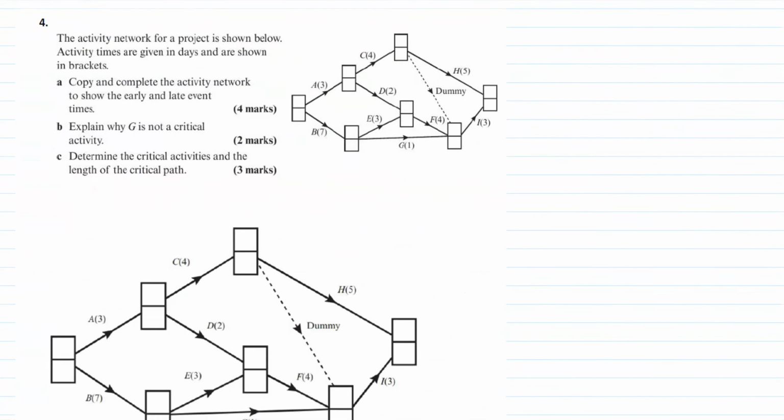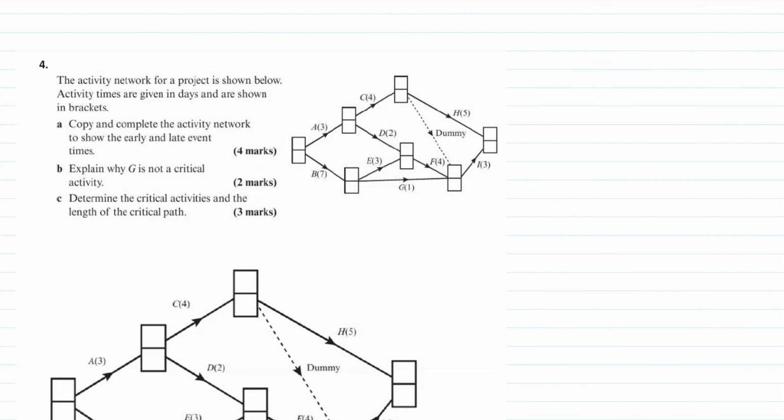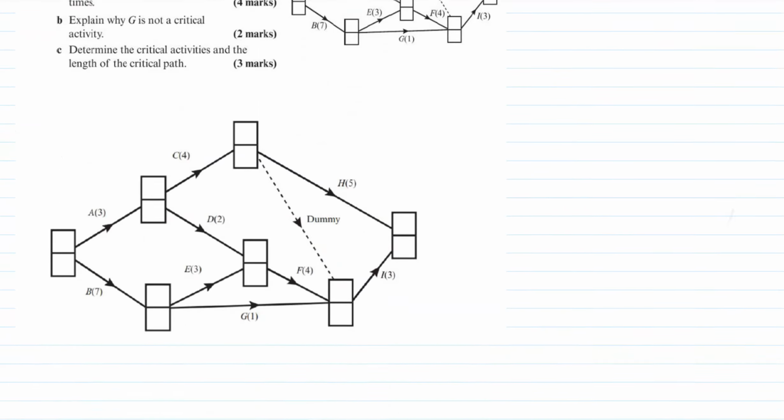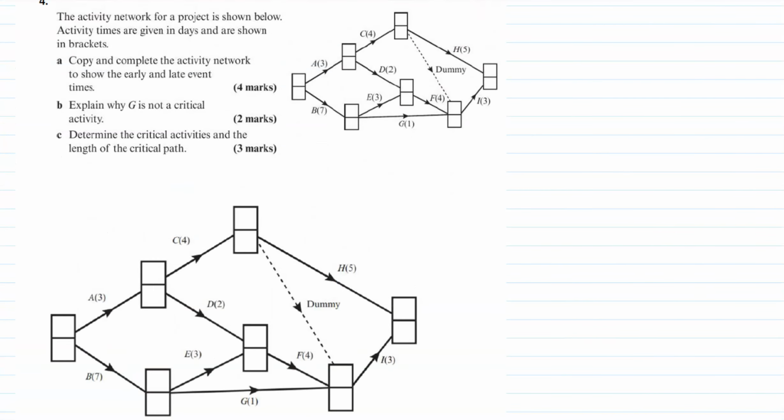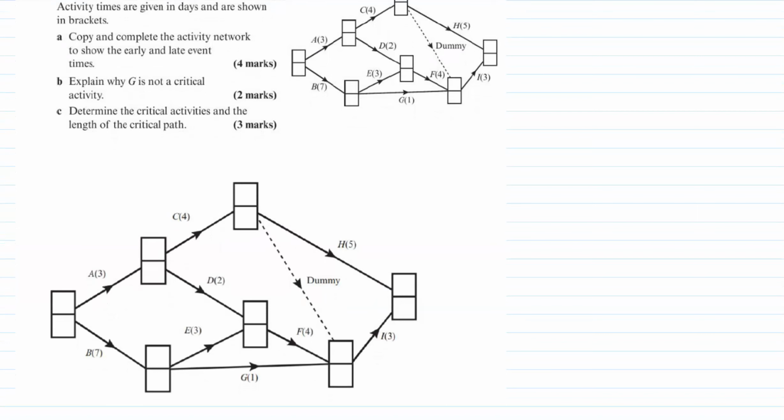And the last one is just a full question. So activity network is shown below. It's in days. Copy and complete the network. Show the early and late event times. I've given you the copied version, so you can just write in there. Explain why G is not critical, and then determine the critical activities and the length of the critical path.